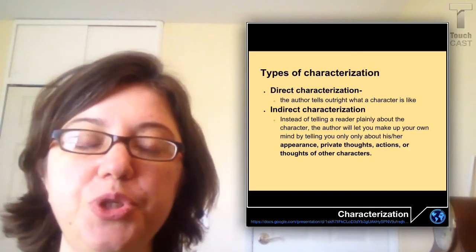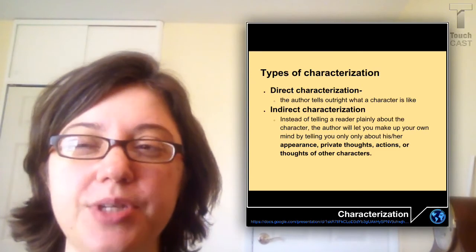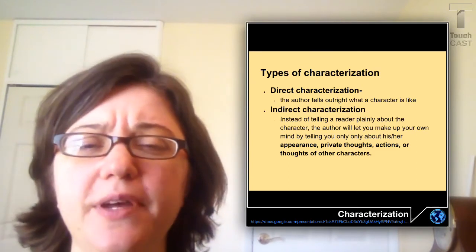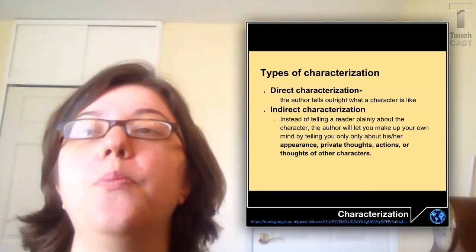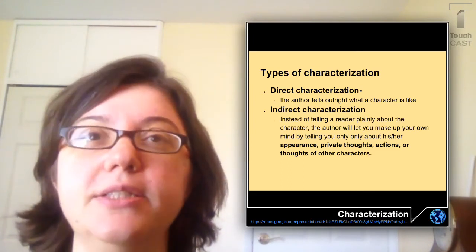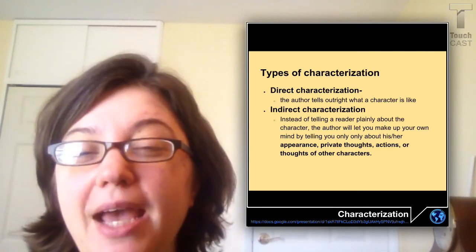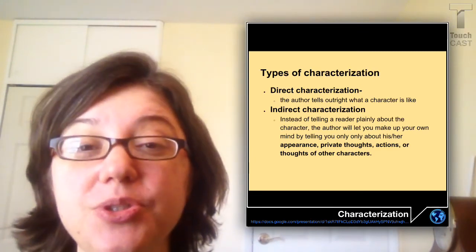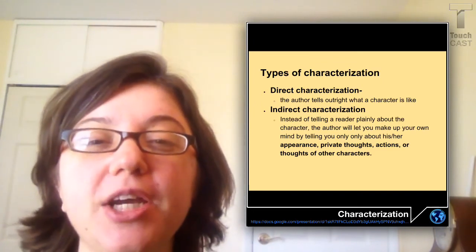All right, so there's two ways that authors create and describe characters. The first one doesn't get used very often. Direct characterization is where the author tells you mom's a jerk, or dad's angry, or something like that. That's telling you. Now, the other type, indirect characterization, that happens a lot more, and that's where the author shows you what a character's like.